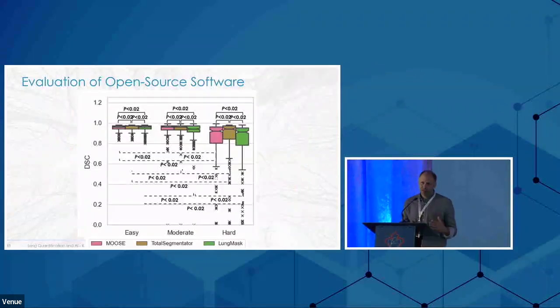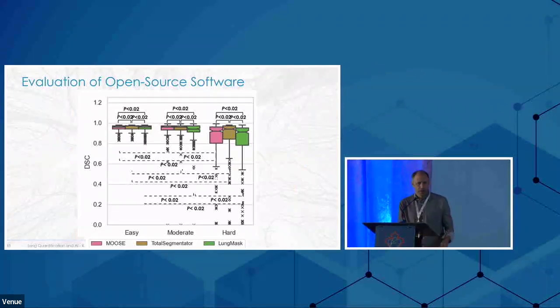So I know it's a busy figure, it's going to get busier, but let me walk you through it. What you're seeing on the left are the easy classes. In the middle, you're seeing the moderate classes. And on the right, you see the hard cases. And you see the three tools. In pink, we have Moose. In yellow, we have Total Segmentator. And in green, we have Lung Mask.